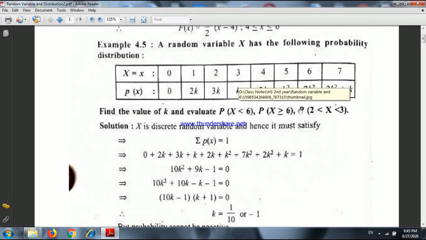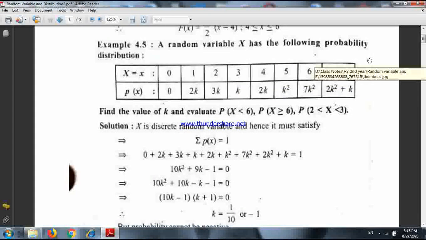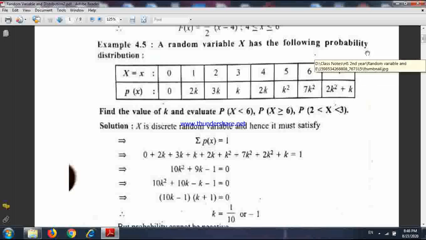Okay, so let us start with this example: a random variable x has the following probability distribution.